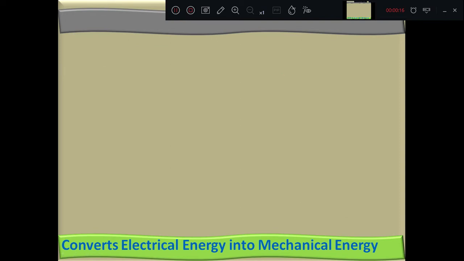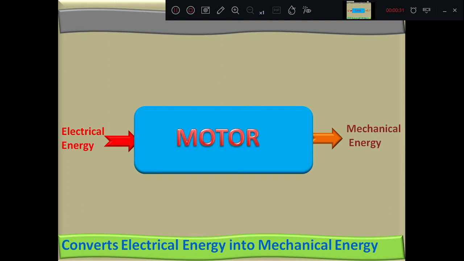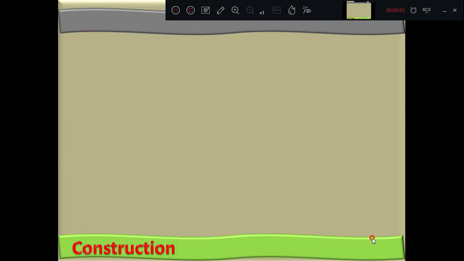First, what do you mean by a DC motor or motor? That is, if electrical energy is converted into mechanical energy, the machine is called as the motor. That is, the input to the motor is electrical energy, then what you are getting out of it is the mechanical energy. That machine is called as the motor. Means the motor converts electrical energy into mechanical energy. Then the construction of a DC motor.